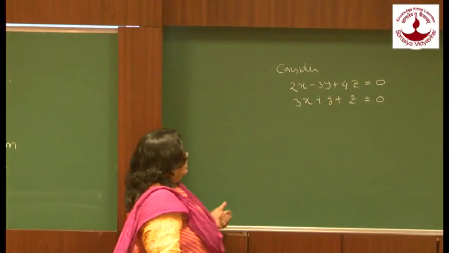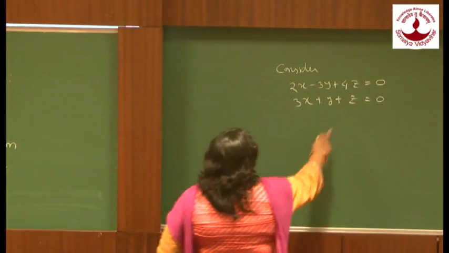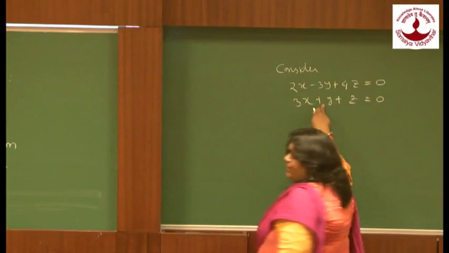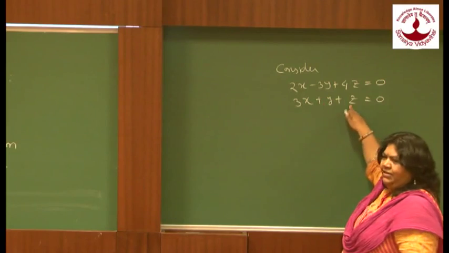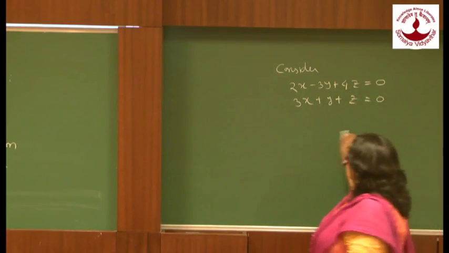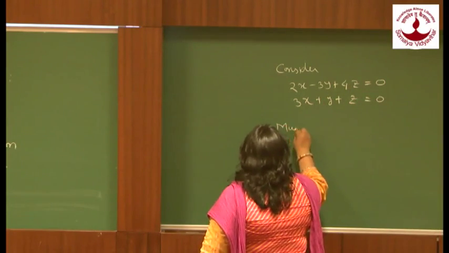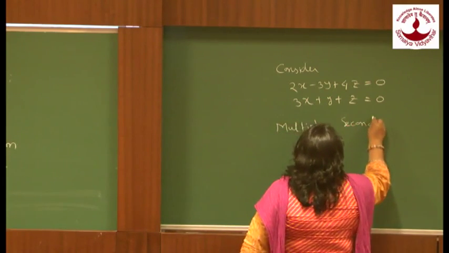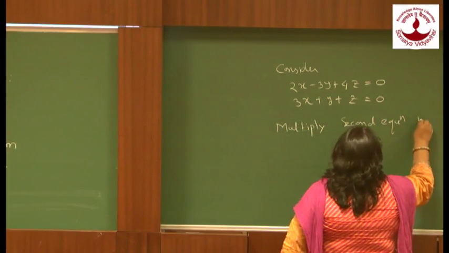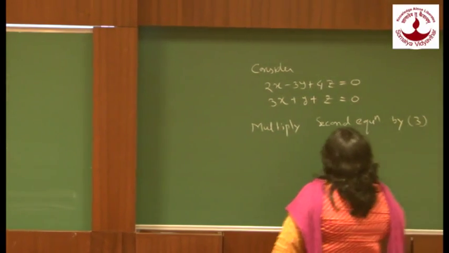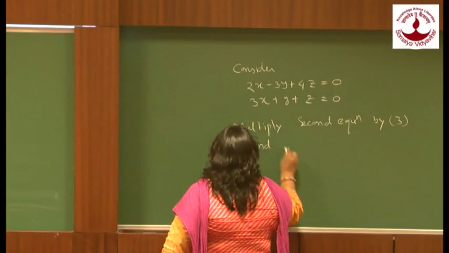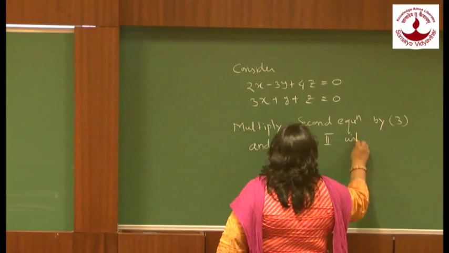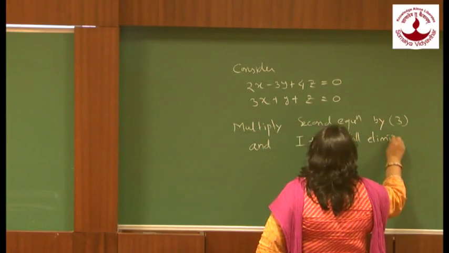Okay. So for eliminating, what you can do is you can multiply. Yeah, correct. Either you can multiply the second equation by 3, or 4. So then one of the variables will get cancelled. Multiply the second equation by 3, and 1 plus 2 will eliminate 1.